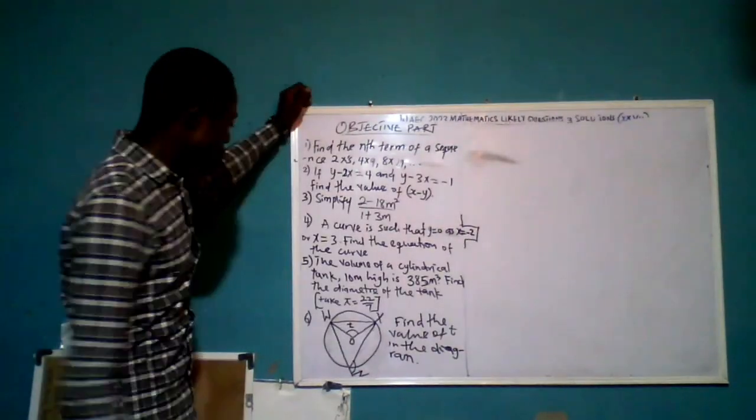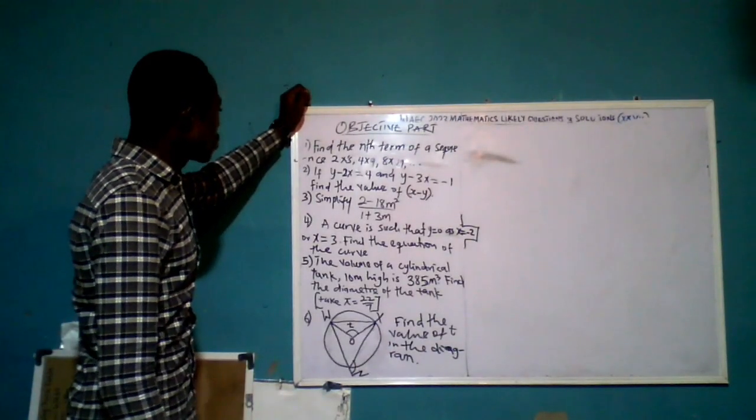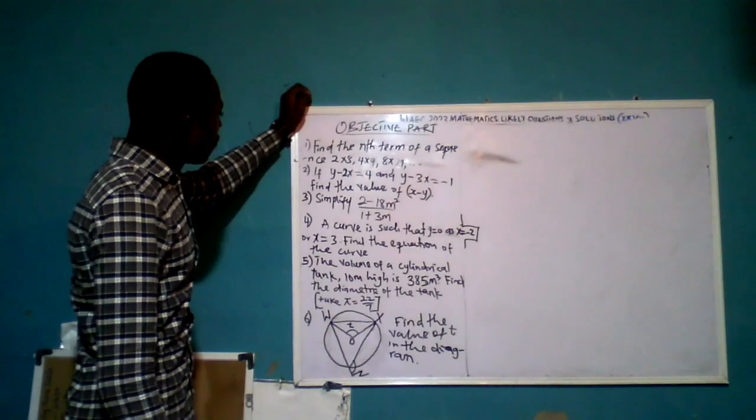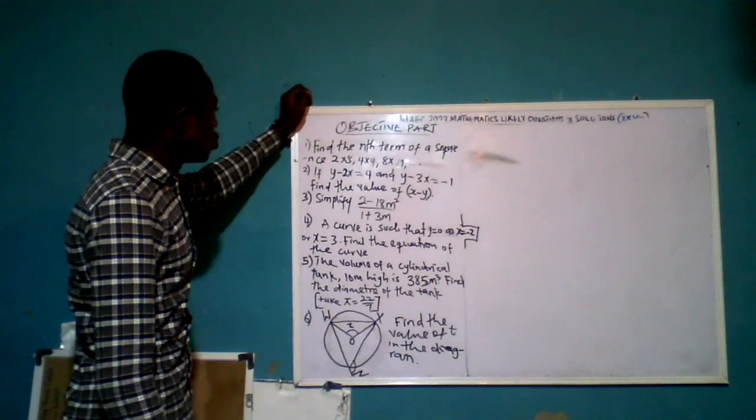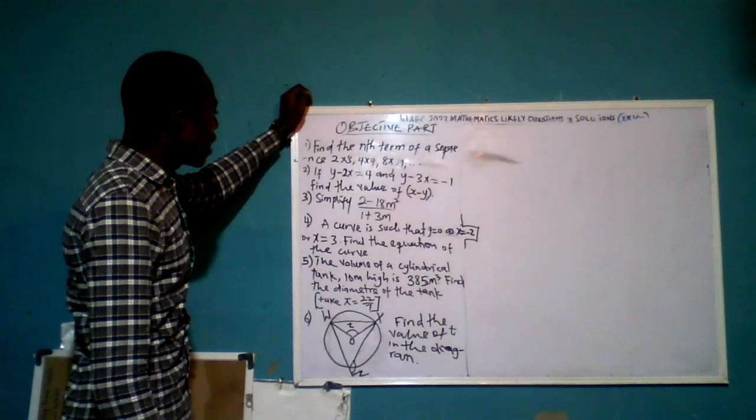Okay, let's take these questions as we have them on the board. Starting with question number 1. Find the nth term of a sequence 2 times 3, 4 times 9, 8 times 27.